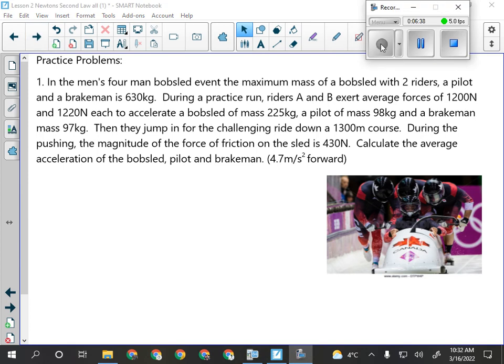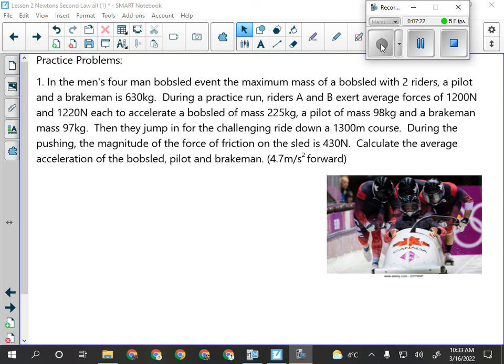Okay, so in the 4-man bobsled event, the maximum mass of the bobsled, 2 riders, a pilot and a brakeman, is 630 kilograms. So, it doesn't matter to me. I can't use that number in this question anywhere, because during the part of this question where they're actively pushing, 2 of them aren't in it. Okay, 2 of them are still pushing. A 4-man bobsled team consists of a pilot, a brakeman, and 2 guys with really strong legs who push hard. They just sit in the back and act as ballast after they have pushed the bobsled and basically move their heads when they go into a corner, and that's it. So they're not in the sled right now. The pilot and the brakeman are.